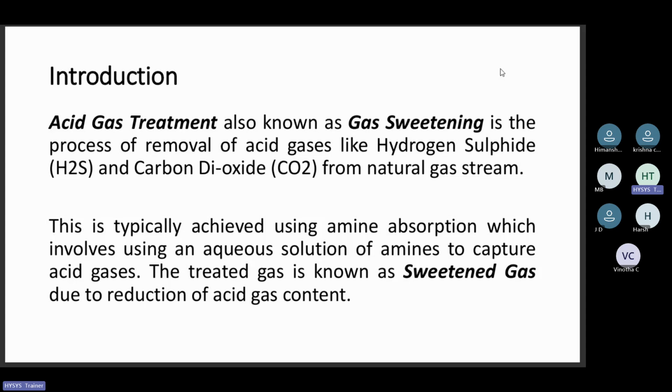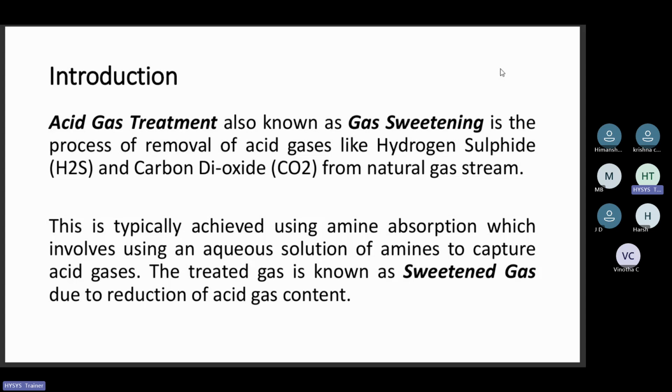What is this acid gas treatment? It is also known as the gas sweetening process. It is the process of removal of acid gases like hydrogen sulfide and carbon dioxide from a natural gas stream. So basically, it's a process of removing the acidic gases. That's why the process is called gas sweetening, because we are removing these acidic gases from the natural gas stream.